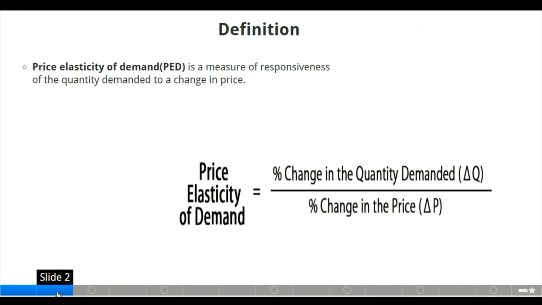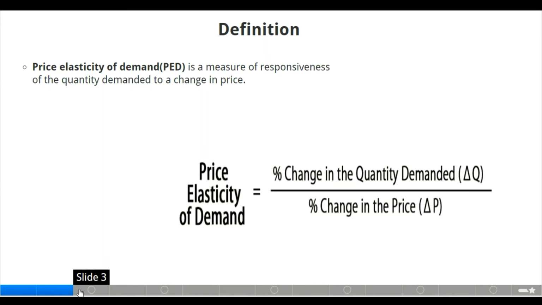Today we'll be discussing what is known as price elasticity of demand. Now, what do we mean by price elasticity of demand? Price elasticity of demand, which is also known as PED, is a measure of responsiveness of the quantity demanded to a change in price. That is, percentage change in the quantity demanded divided by the percentage change in price. That is the formula for price elasticity of demand.